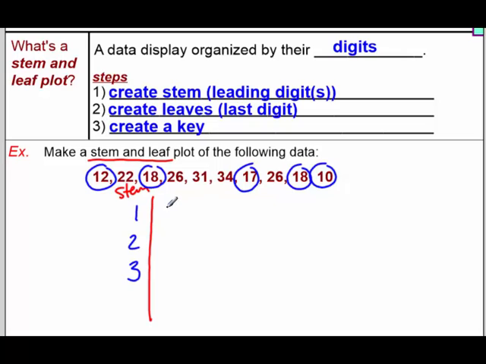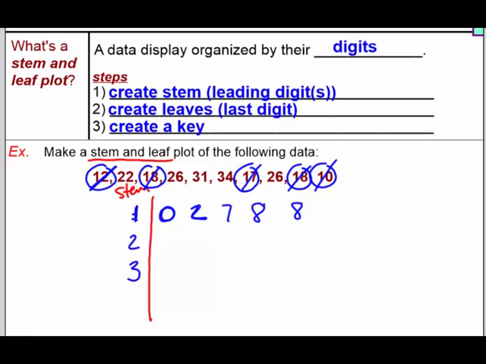The smallest of the 5 numbers in the 10s is 10, so I'm going to put a 0 here, meaning this 1 is my leading digit in the 10s and this 0 is my last digit, so 1, 0 represents 10. Our next largest is 12, so I'm going to put a 2 here, not right by the 0 but with enough space. My next biggest is 17, so I put a 7 here. Then I have two 18s, so I'll put two 8s. So this means 10, 12, 17, 18, and 18.